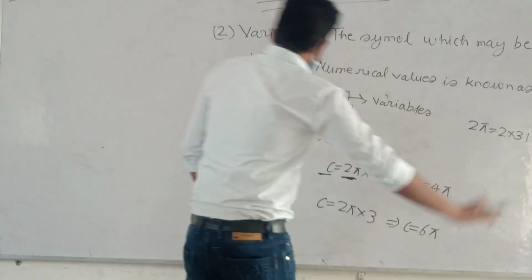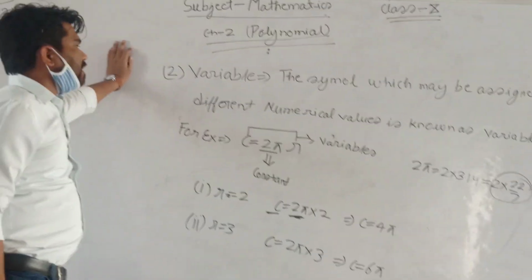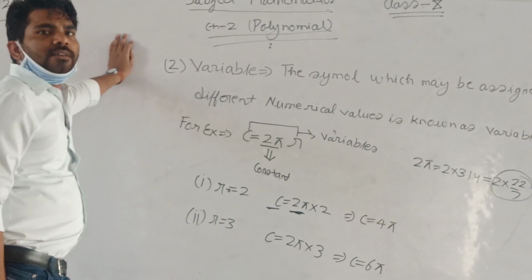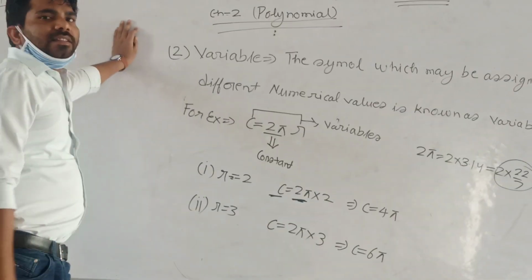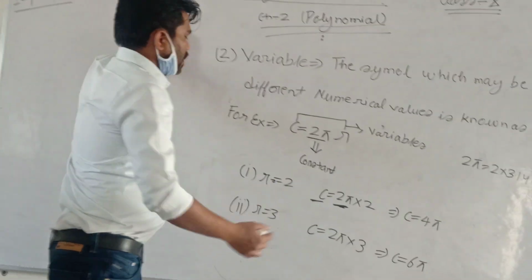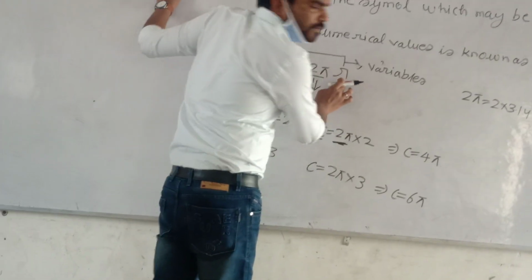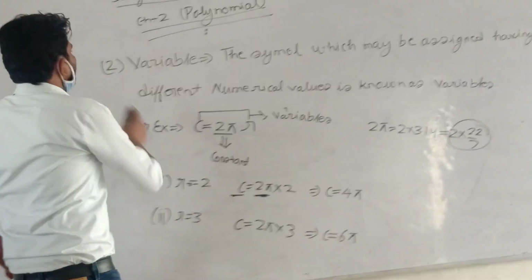6 pi. So now we can say that the symbol which may be assigned different numerical values is known as a variable. Constant क्या था? The symbol having a fixed numerical value is known as a constant. So in this equation, 2 pi is the constant and C and r are the variables. Now we move on to the third term.